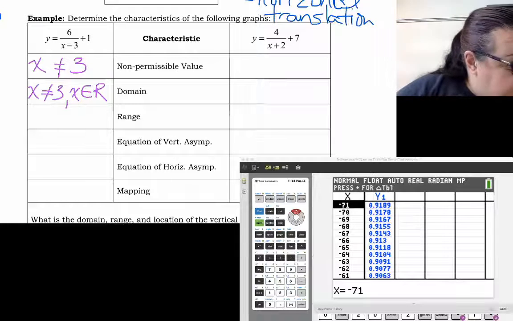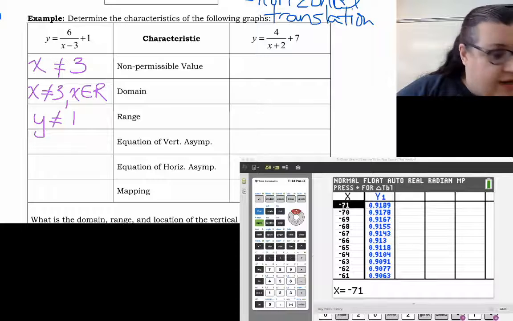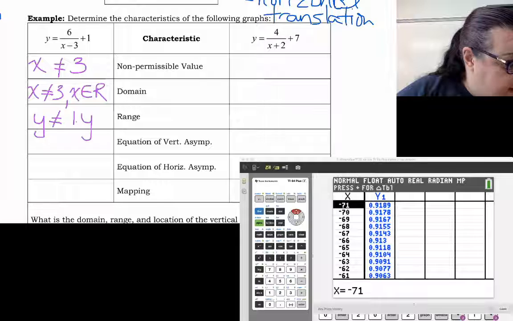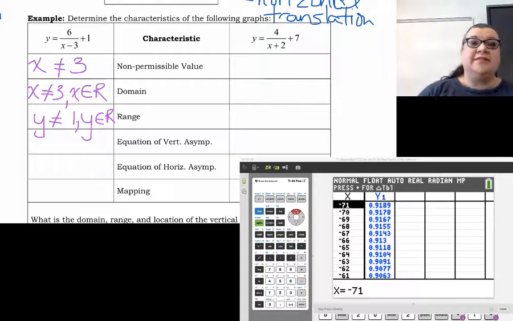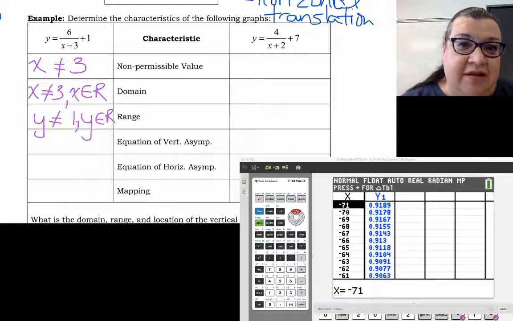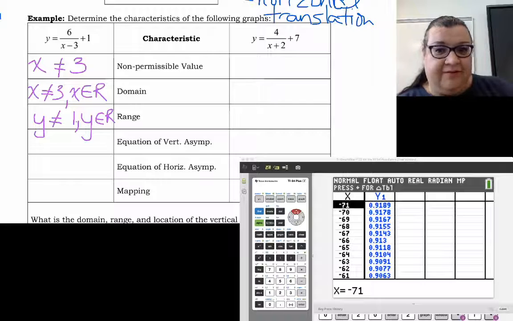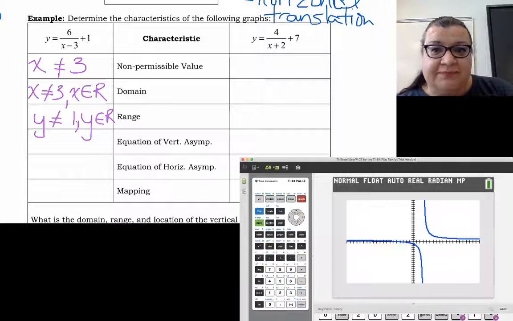So our range is that y cannot equal 1. But of course, it can be any other real number. So what's the equation of the vertical asymptote? Well, your vertical asymptote is related to your range, right? If I go back, related to your domain. I'm sorry, I said that wrong.